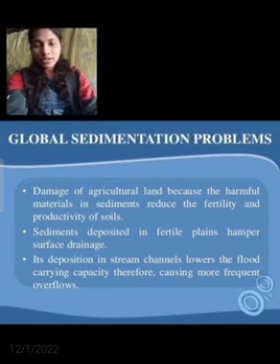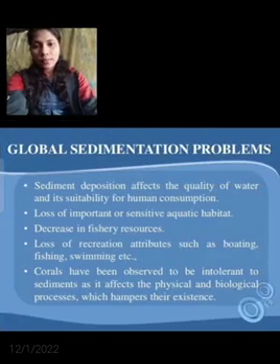Now, take a look at the global sedimentation problem. Damage of agricultural land because of the harmful material in sediments reduces the fertility and productivity of the soil. Sediment deposited in fertile plains hampers surface drainage. Its deposition in stream channels lowers the fluid carrying capacity, therefore causing more frequent overflows.